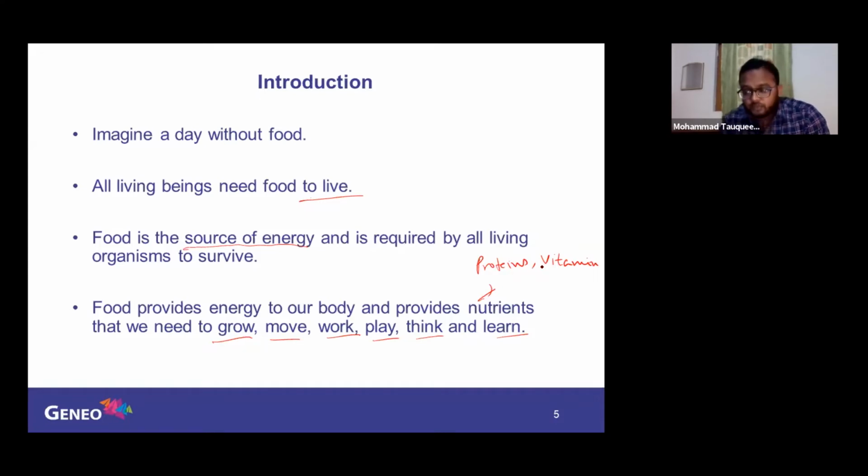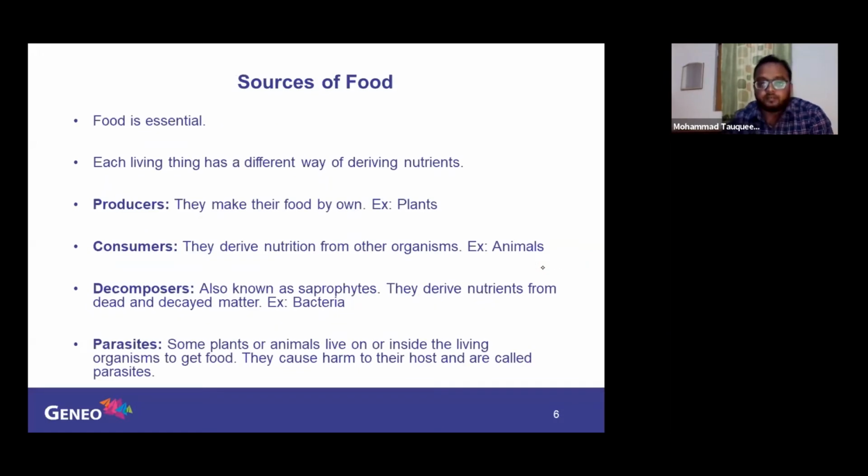Now let's move to the topic, sources of food. You know, food is essential. I explained in the previous slide why food is essential. A question can be asked in your examination, or your teachers may ask in class. Sometimes teachers will ask you to stand up and say why food is essential. So the simple answer: food is essential because it provides energy and nutrients to our body. Due to this, we do all activities like growing, playing, working, learning, everything.